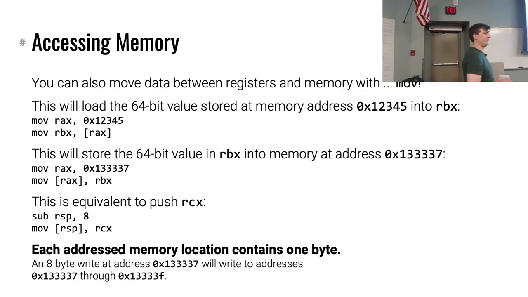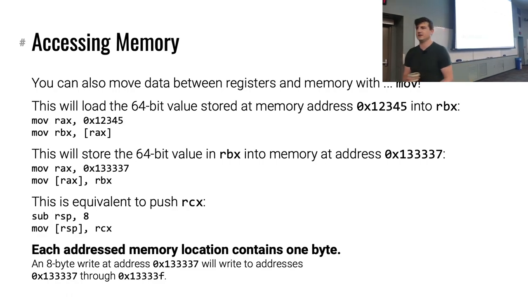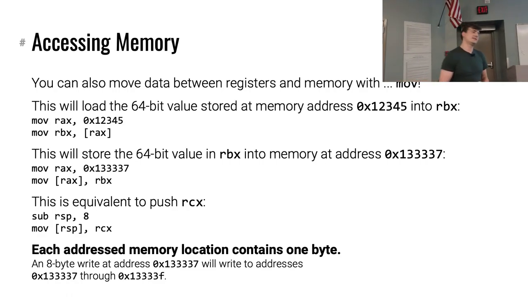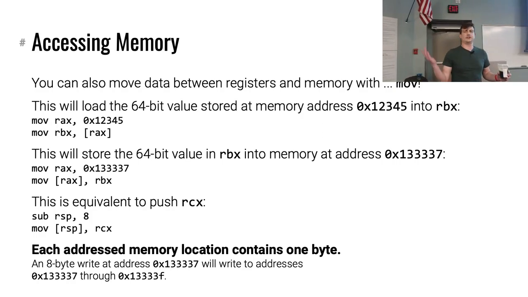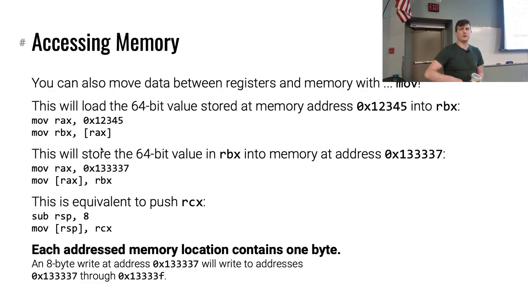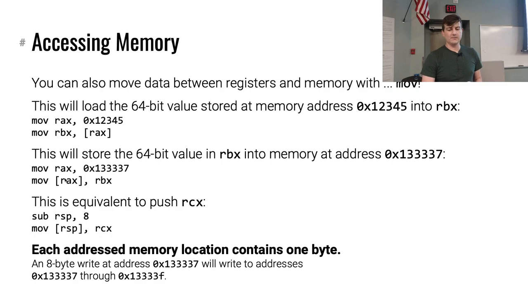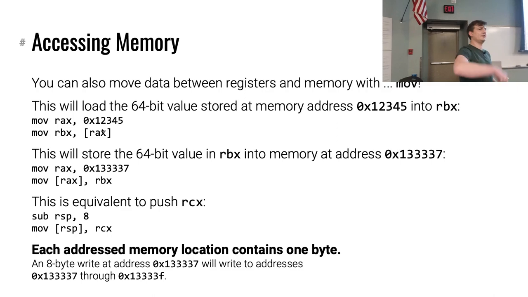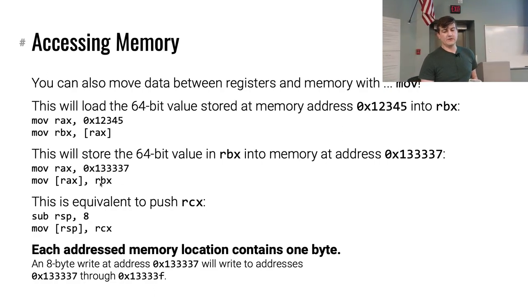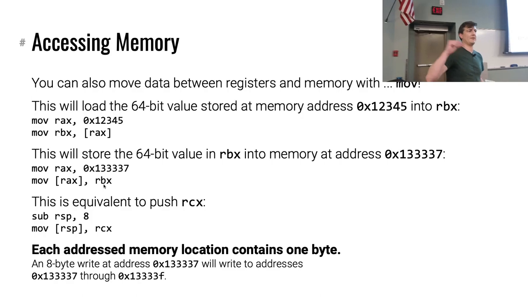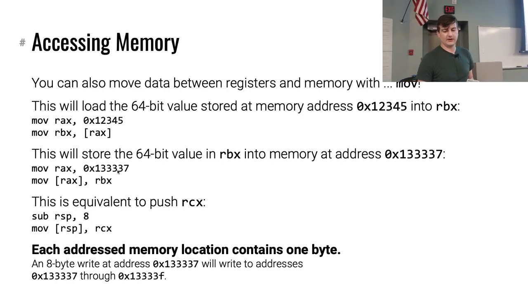It's our old friend the segfault, which I'm sure you've seen in your C and C++ programming days. That's technically triggered by the operating system, but essentially it's a way to say there's nothing at that memory location. So that's loading data from memory into a register, and then we can store values from a register into memory. This is moving whatever's inside RBX to the memory address 13337.